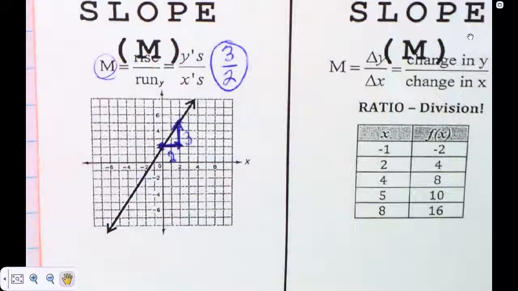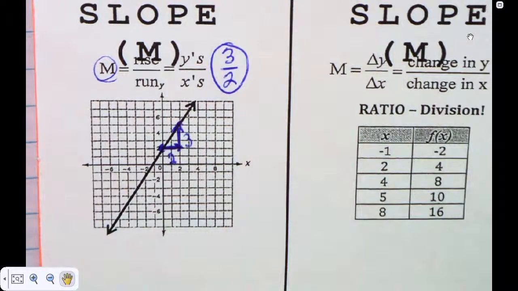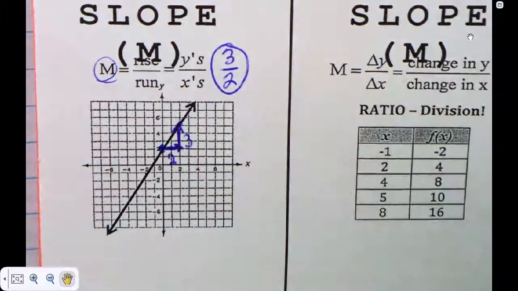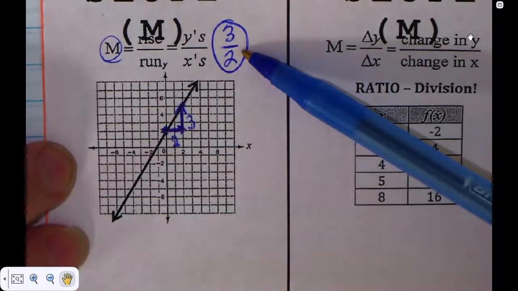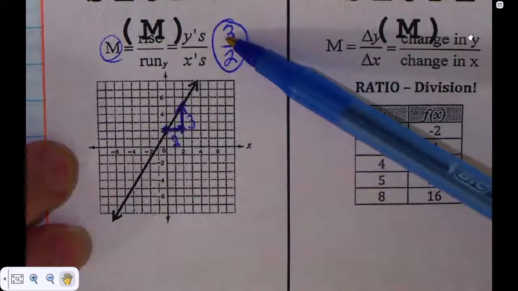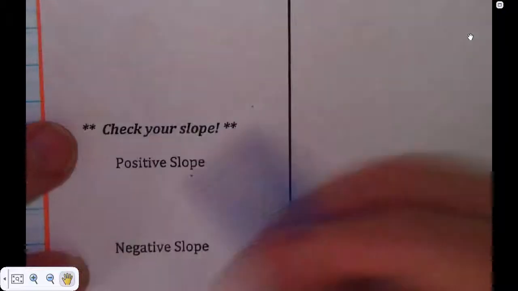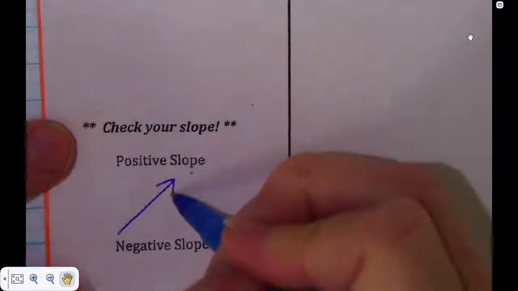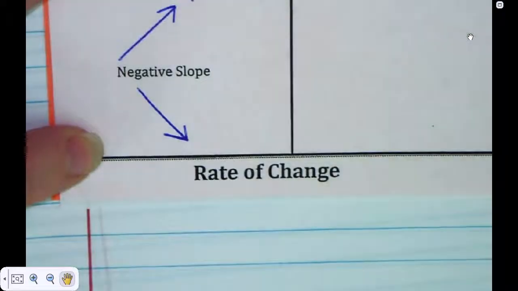Now, you see on your tables, I've made you the little cards. Okay, you see the little cards? So this is a positive slope. And look, what did we get? A positive number. Positive slope, positive number. So coming down here, positive slope is going up, and a negative slope is coming down.